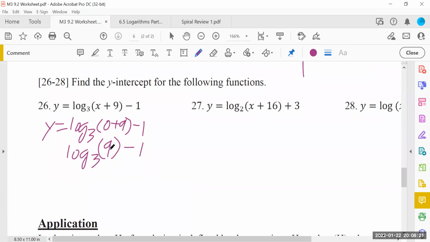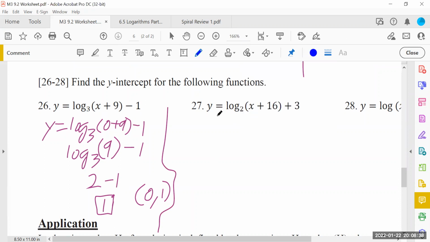Log base 3 of 9: 3 to what power makes 9? That's 2. 2 minus 1 is 1. So the y-intercept is 1, or you could say it is the point (0, 1). I should be using different colors here to keep things a little more separated.